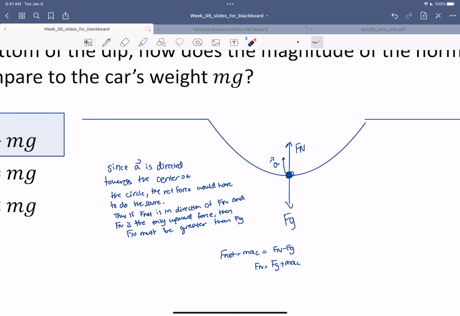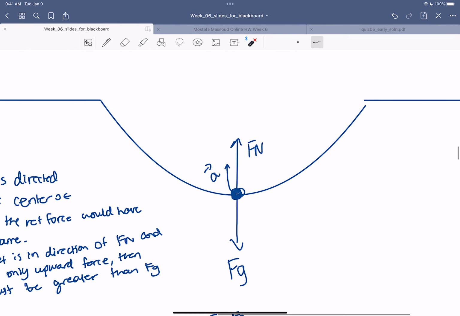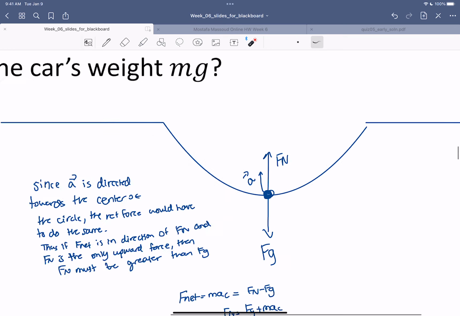So we have to look at what direction our centripetal acceleration is. Where's it pointed? Towards the center of the circle. Where's the center? Oh, it's upwards like this. So if acceleration is positive along the positive y-axis, then we must have a positive net force. If we have a positive net force, then the forces in the positive direction must overwhelm the forces in the negative direction. And so normal force then has to be greater than gravity.